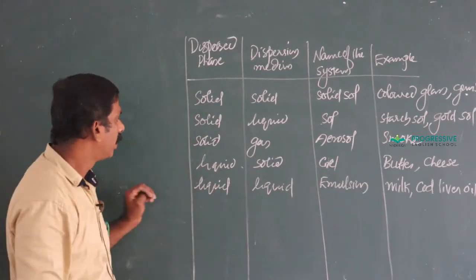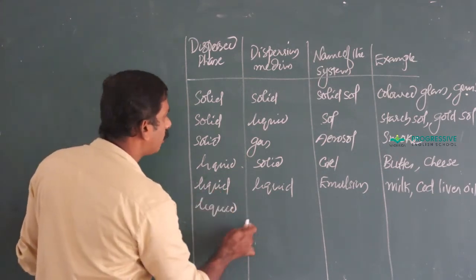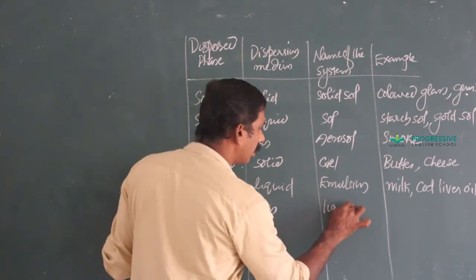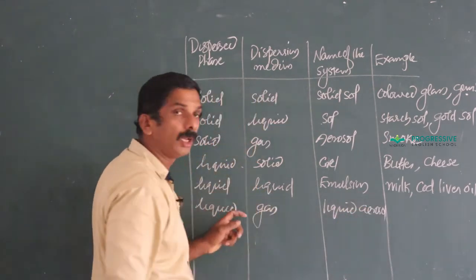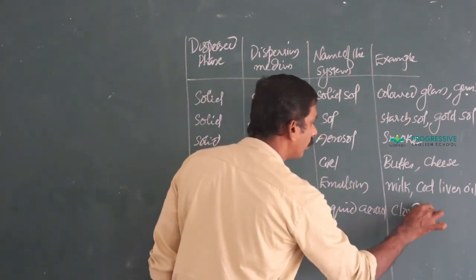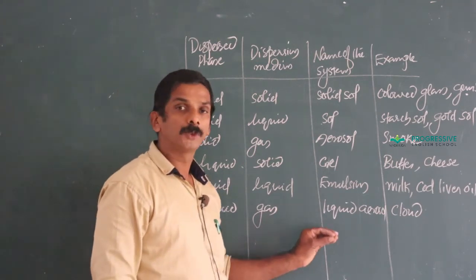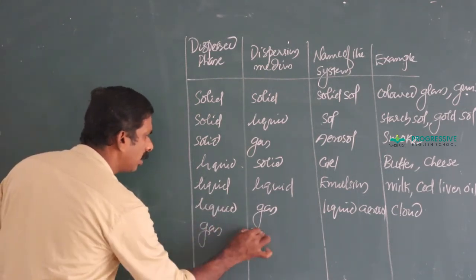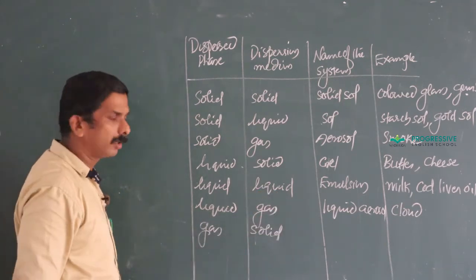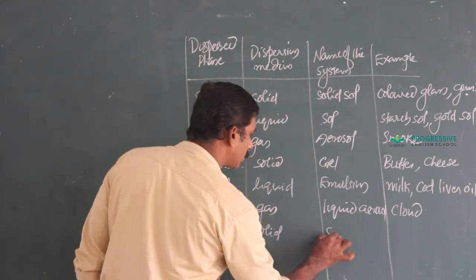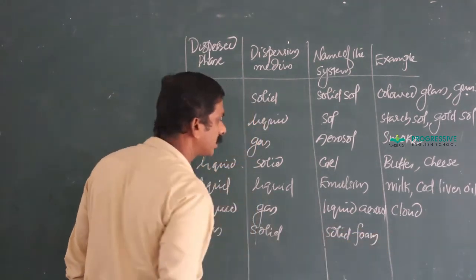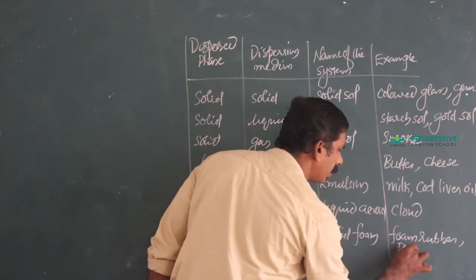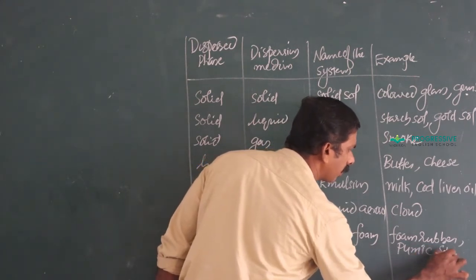Okay, next type, liquid dispersed in gas. That system is called liquid aerosol. Liquid aerosol, example cloud. You know cloud, water droplets dispersed in air. That is called a liquid aerosol. Next category, gas dispersed in solid. That system is called a solid foam. Example: foam rubber, or a soft type of stone, that is pumice stone.